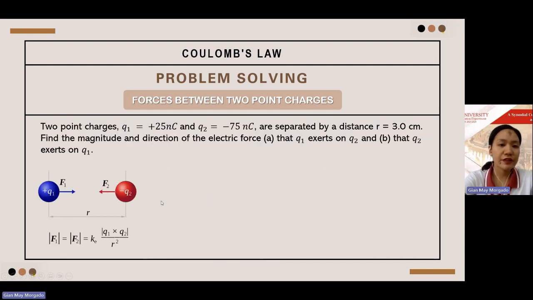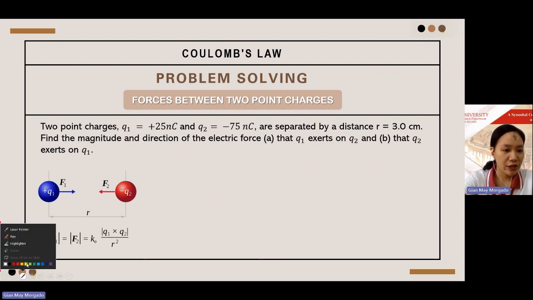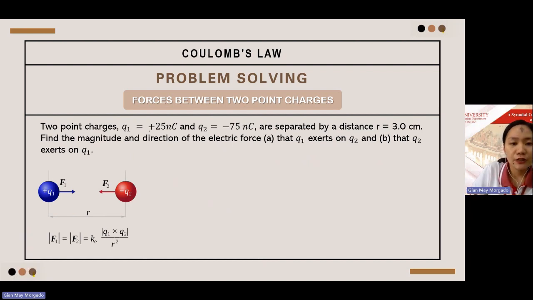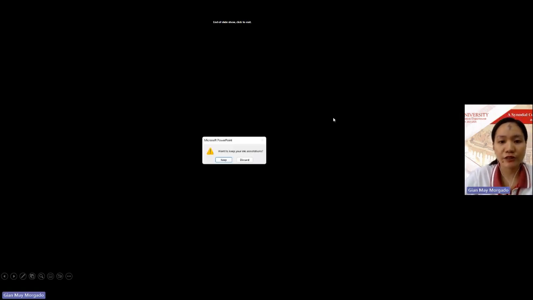All right, so this is the figure that we will consider. But before we solve, we have to make sure that the values are in SI. It's a regular thing, right? The given values are in nanocoulombs, so we have to convert. The conversion factor that we'll use is in 1 nanocoulomb, there is 1 times 10 raised to negative 9 coulombs. Okay, so this is our conversion factor.